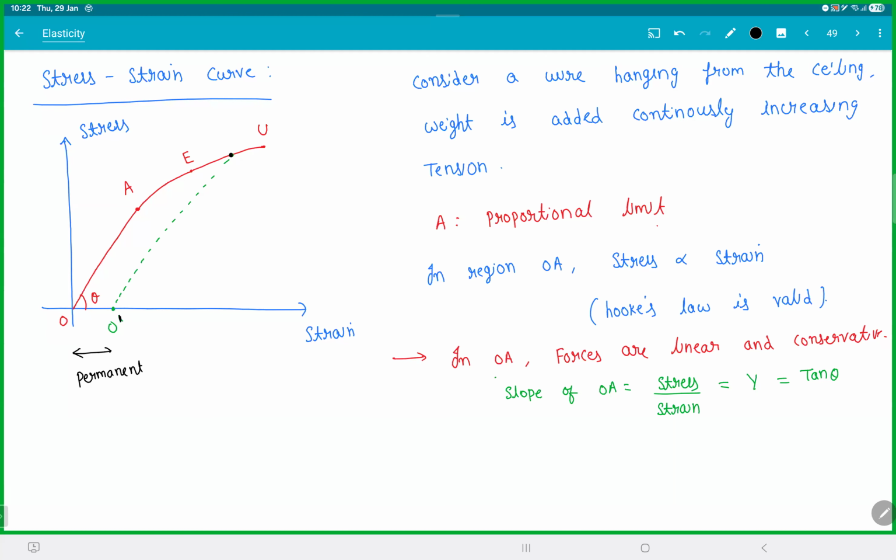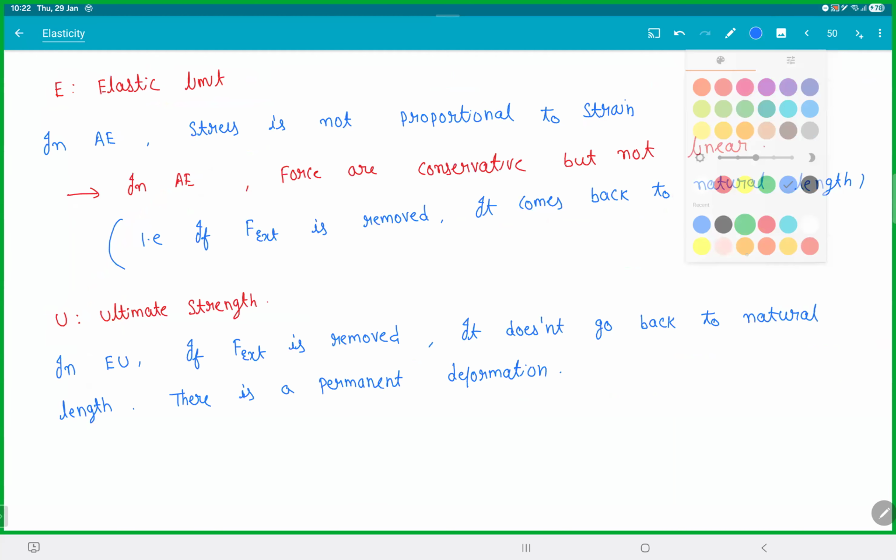It means if you reach between E and U and then try to come back, you won't come back the same way. You'll actually come back and stop here in the graph. This is a permanent deformation. If you take a small spring and stretch it too much, that's what will happen.